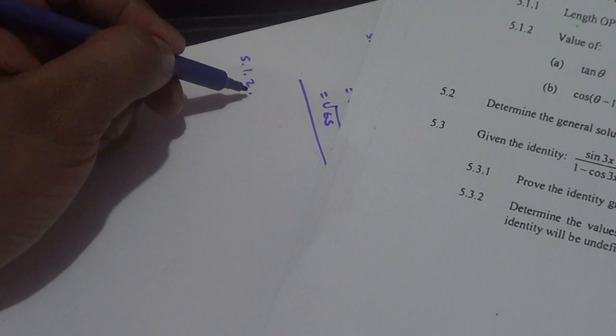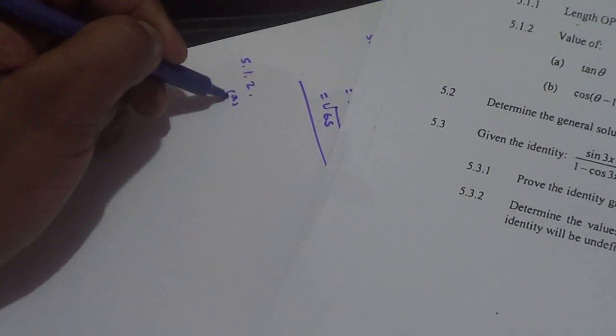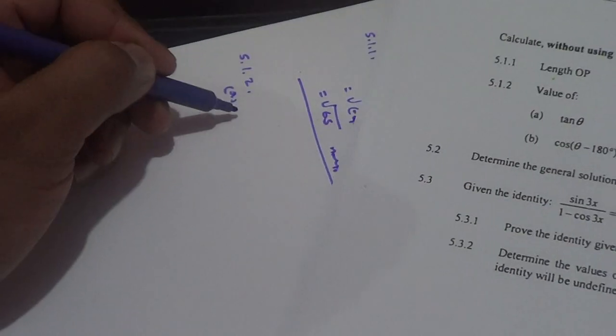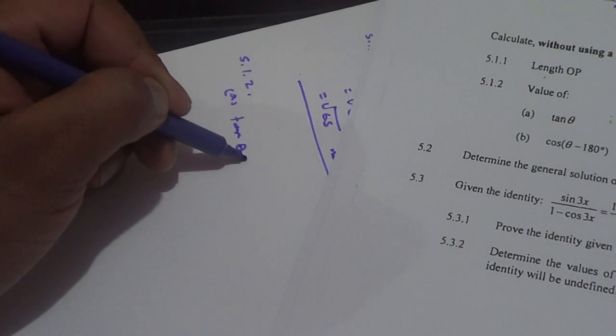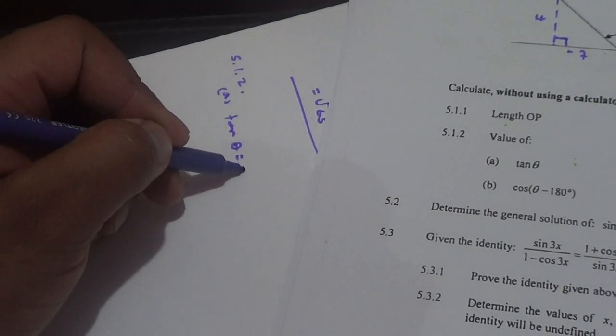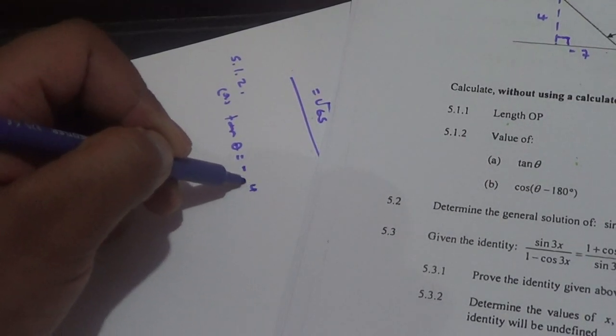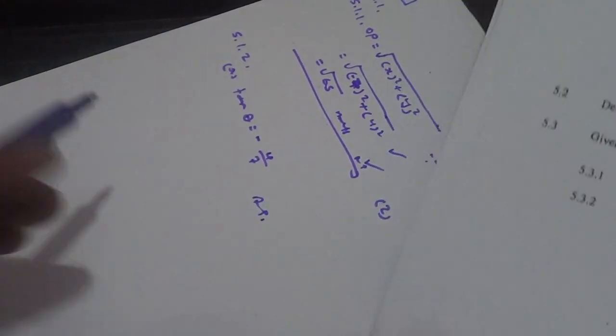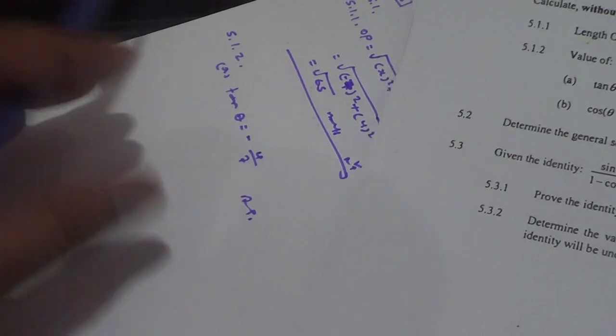So 5.1.2 is divided into A. They're saying tan theta. So fine. Tan theta is opposite over adjacent, so it's easy. So it's going to be minus 4 over 7. And that's the answer. So don't waste your time here.